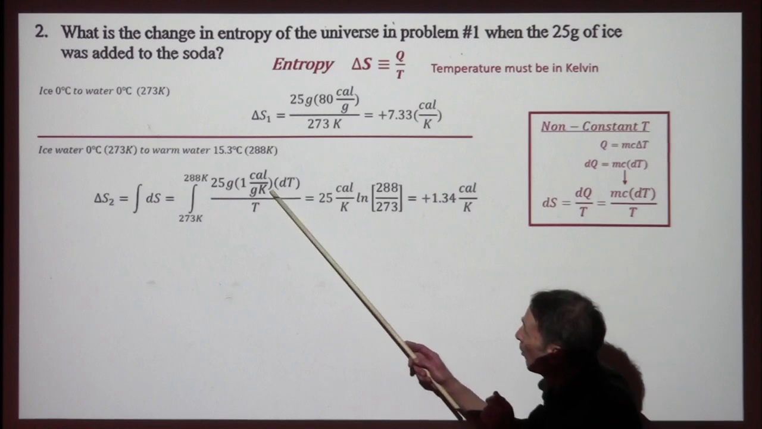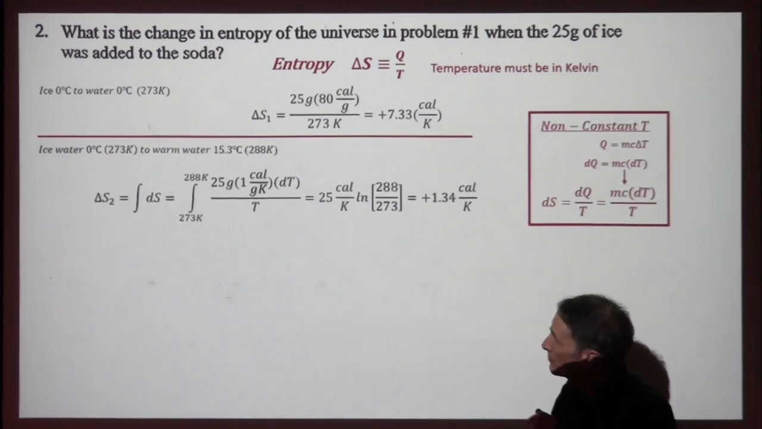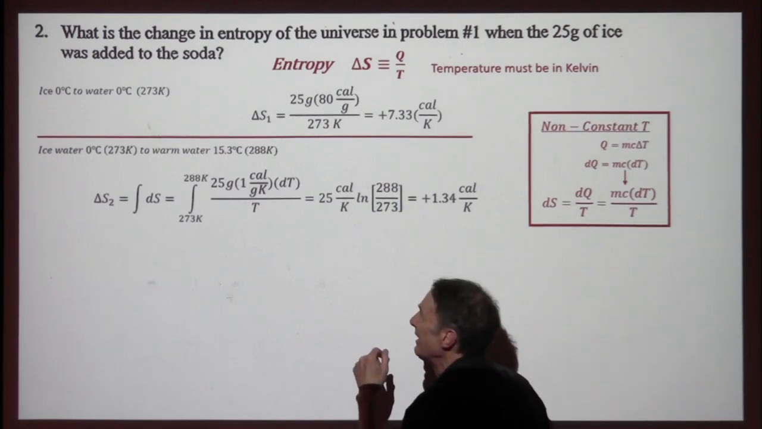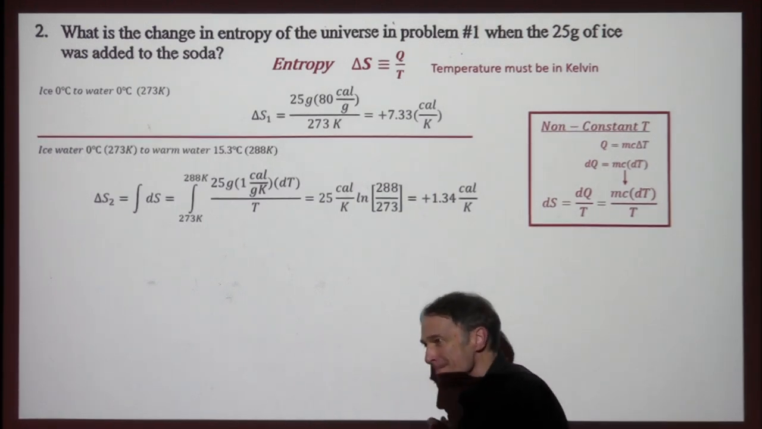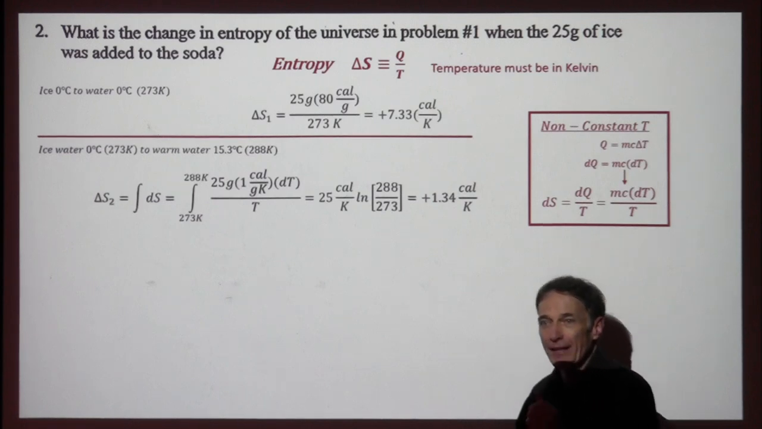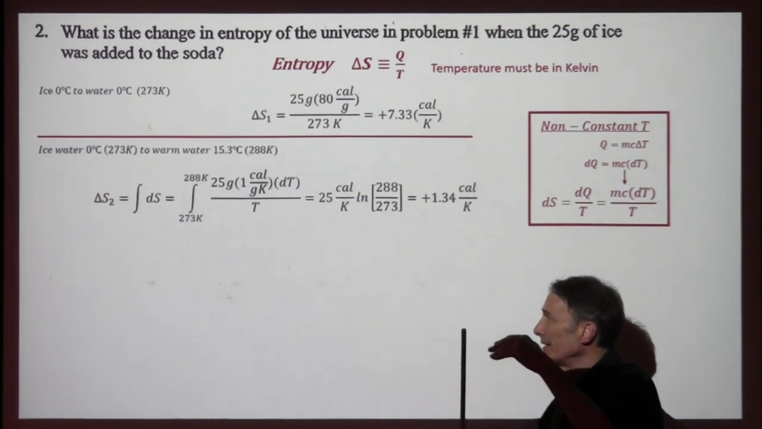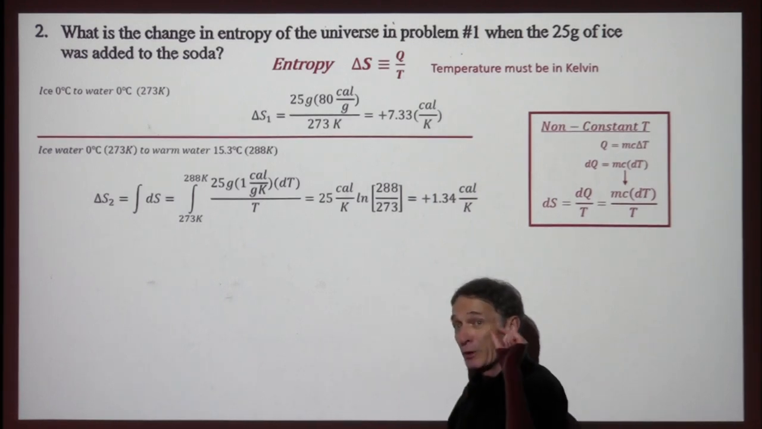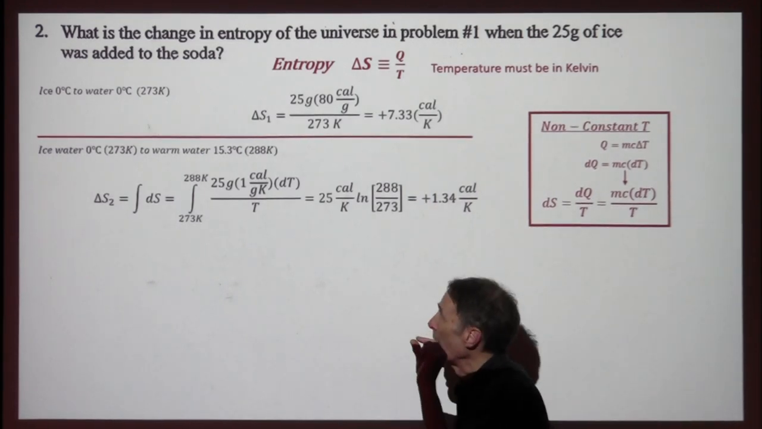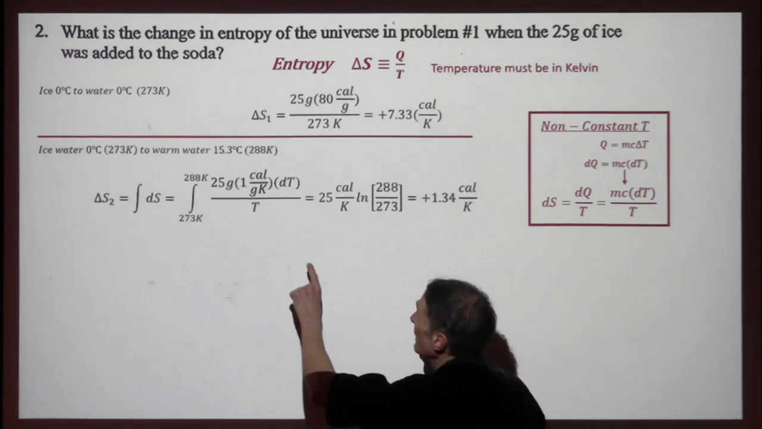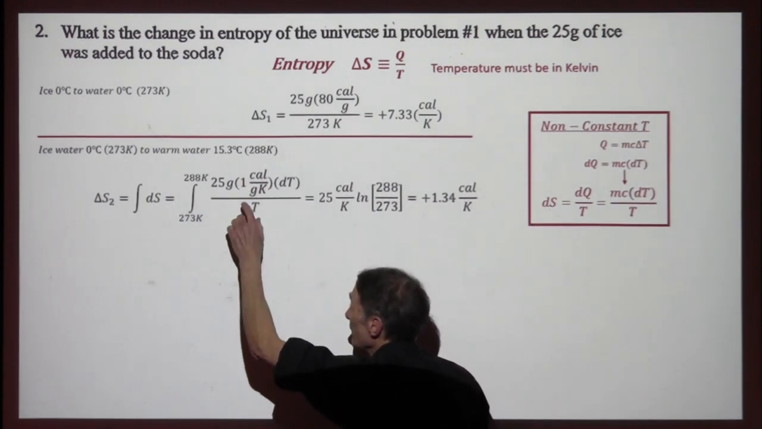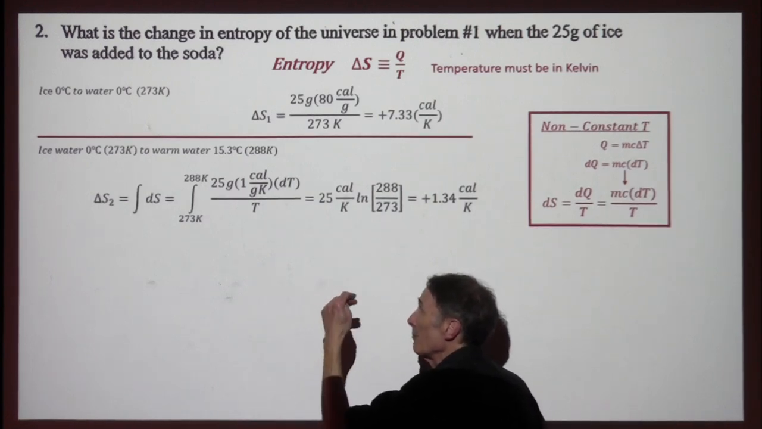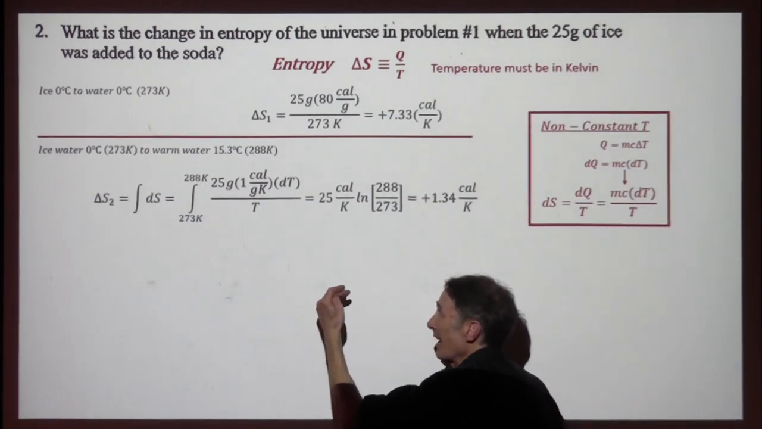Yeah, ultimately I want it to be in Kelvin. How can I get away with that? It's a change, and they have the same spatial distance. Even though Kelvin and Celsius are different, a degree Celsius and a degree Kelvin, the change, and keep in mind that it was ultimately with specific heats, it's the change in temperature. So it changes the same amount whether it's in Celsius or Kelvin.